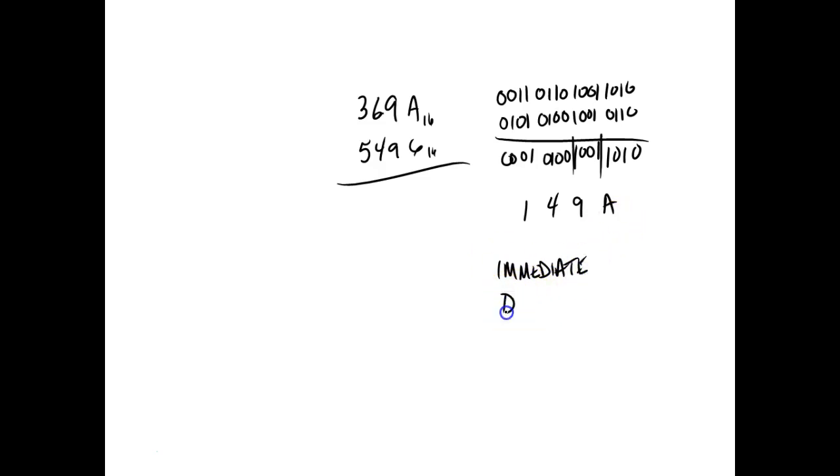We have direct addressing. We have indexed addressing. And then we have indirect addressing. Of course, immediate addressing. How do you identify immediate addressing?